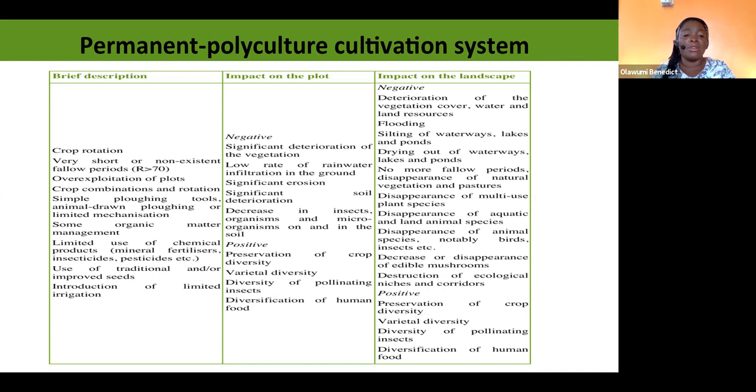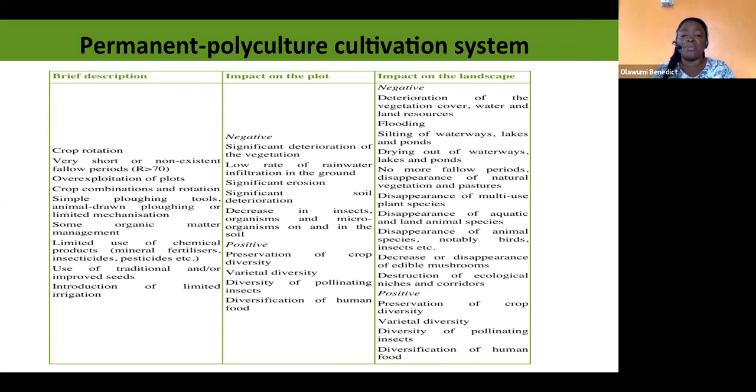Then simple plowing tools are used. Animal-drawn plowing, these are the tools that are being used. Some organic matter management systems are being practiced in this kind of system. Then there's limited use of chemical products also, and the use of traditional or improved seeds is allowed, and introduction of limited irrigation systems. So let's look at the impact on the plot level.